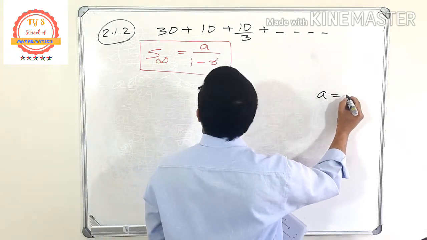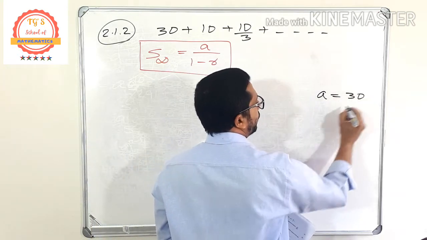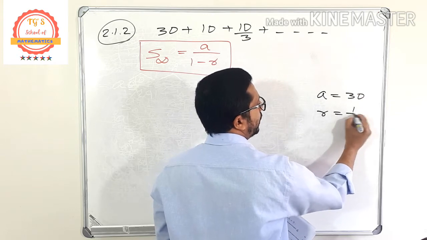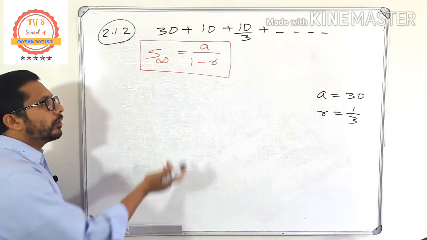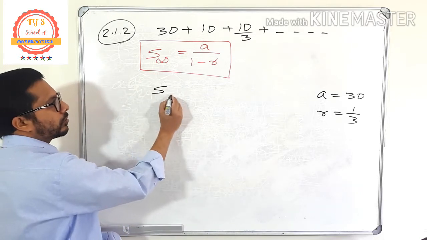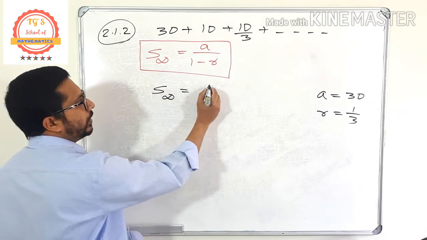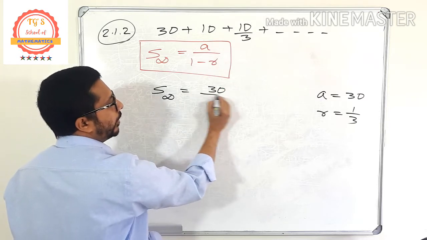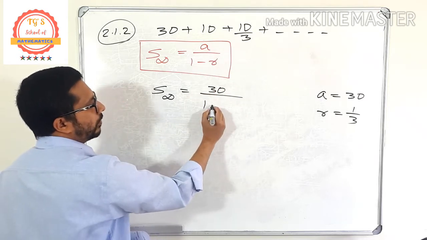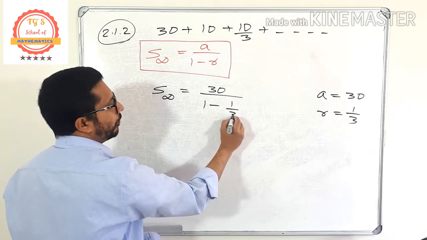And the previous question, you know what r is now? a is the first term, here it is 30. And what is the value of r in the previous question? We got 1 over 3. Okay. So just substitute the values. That's all. It's very easy. So sum to infinity, S infinity is equal to a divided by 1 minus r. So it is 30 divided by 1 minus 1 over 3.